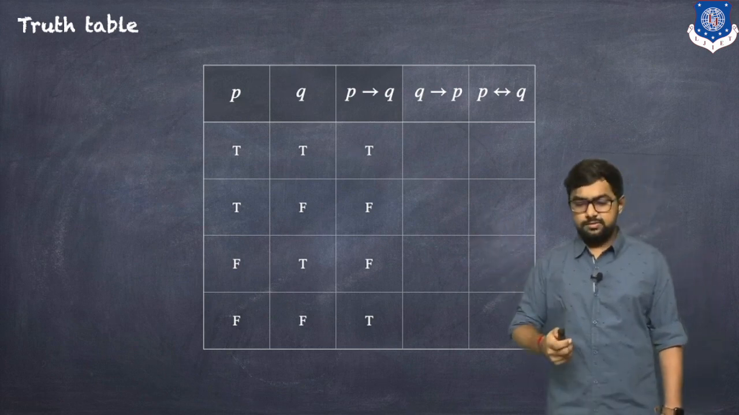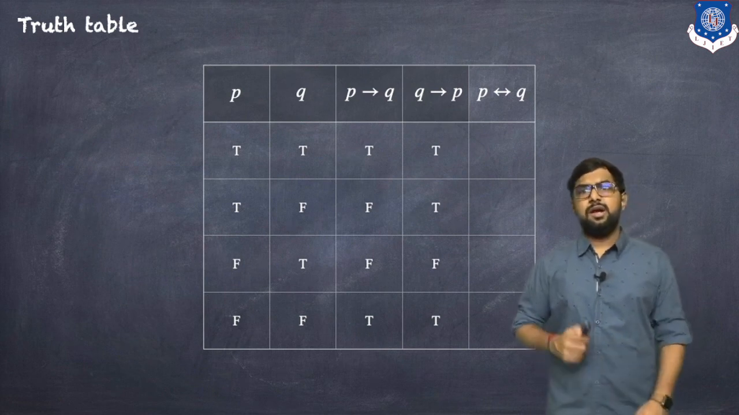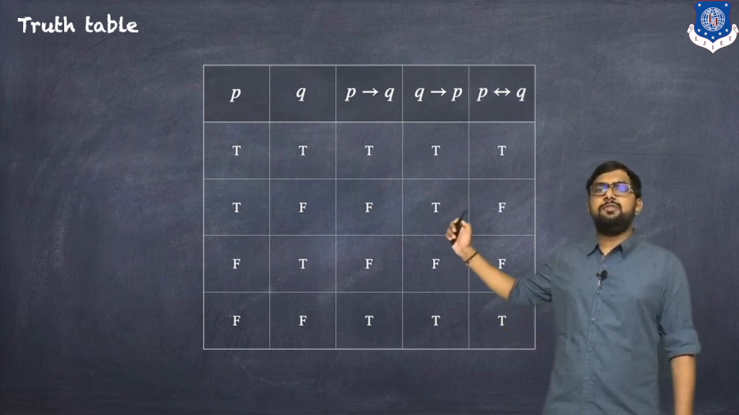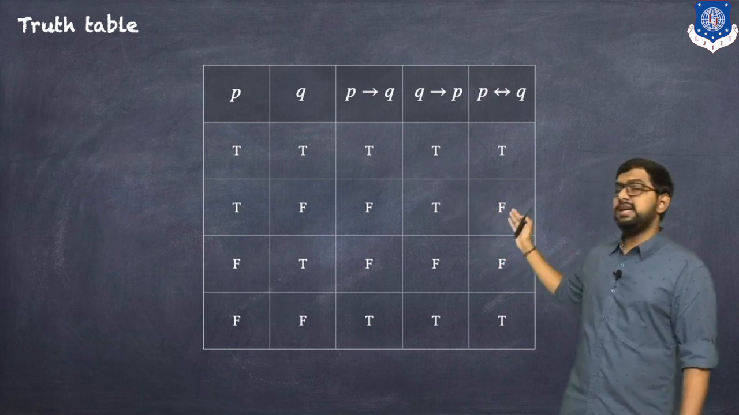Now next, TT will be the same, and P double implies Q will be this P implies Q and Q implies P, so you will get T, F, F and T.